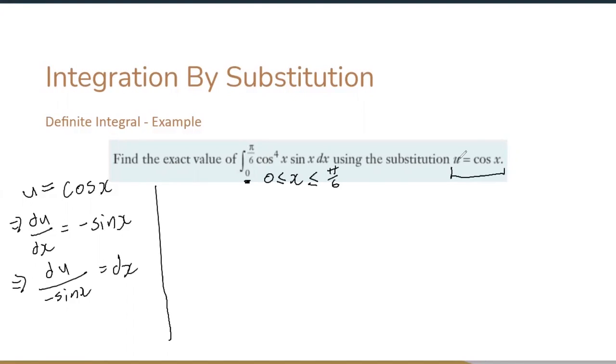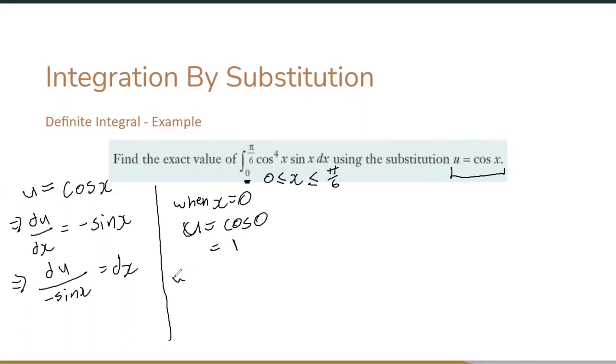So what I'm going to have to do is find the boundary conditions of u rather than x. And the way I'm going to do that is I'm going to take the cos of both sides, because that's exactly what u does. I'm going to take essentially my x values. So when x is equal to 0, u is equal to cos of 0. And what's cos of 0? Well, that's just going to be 1.